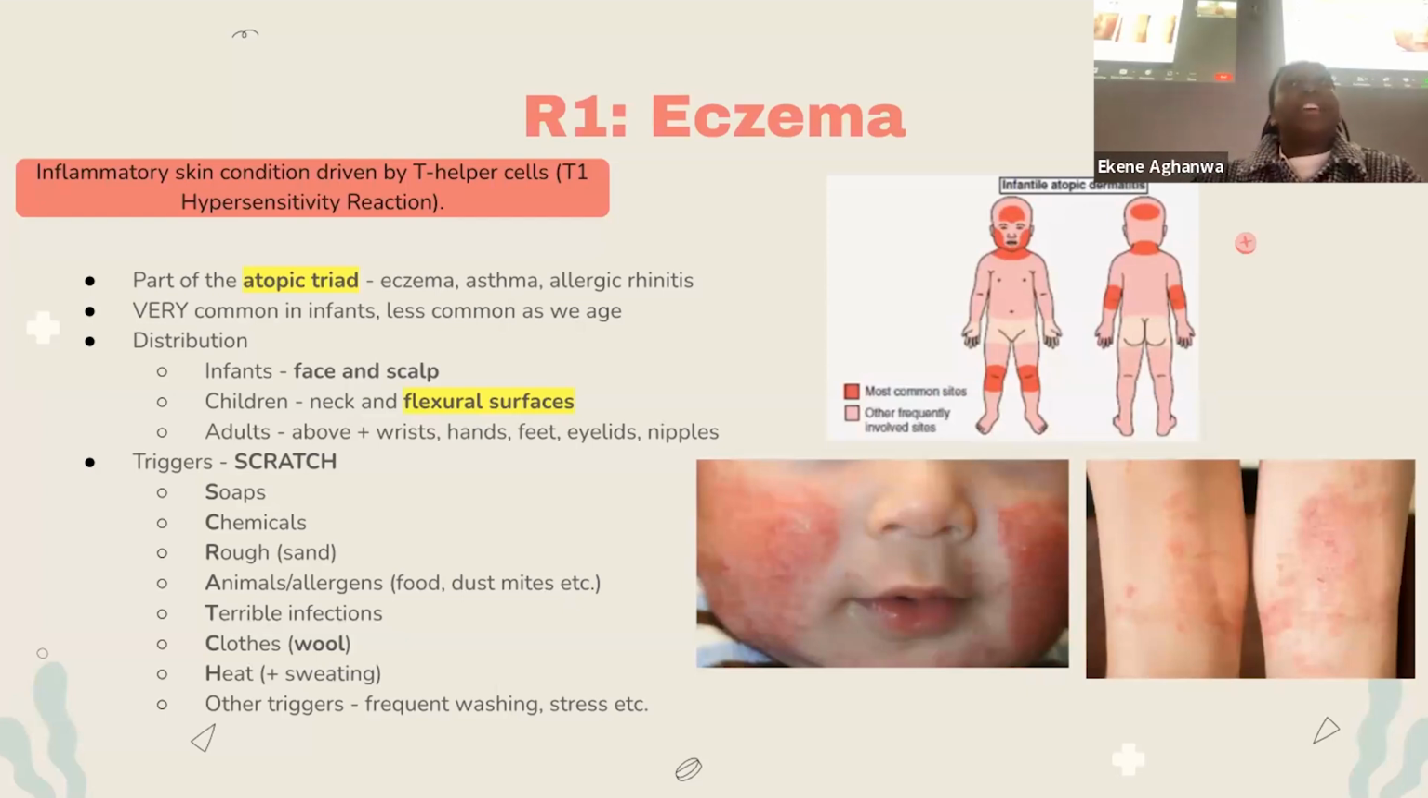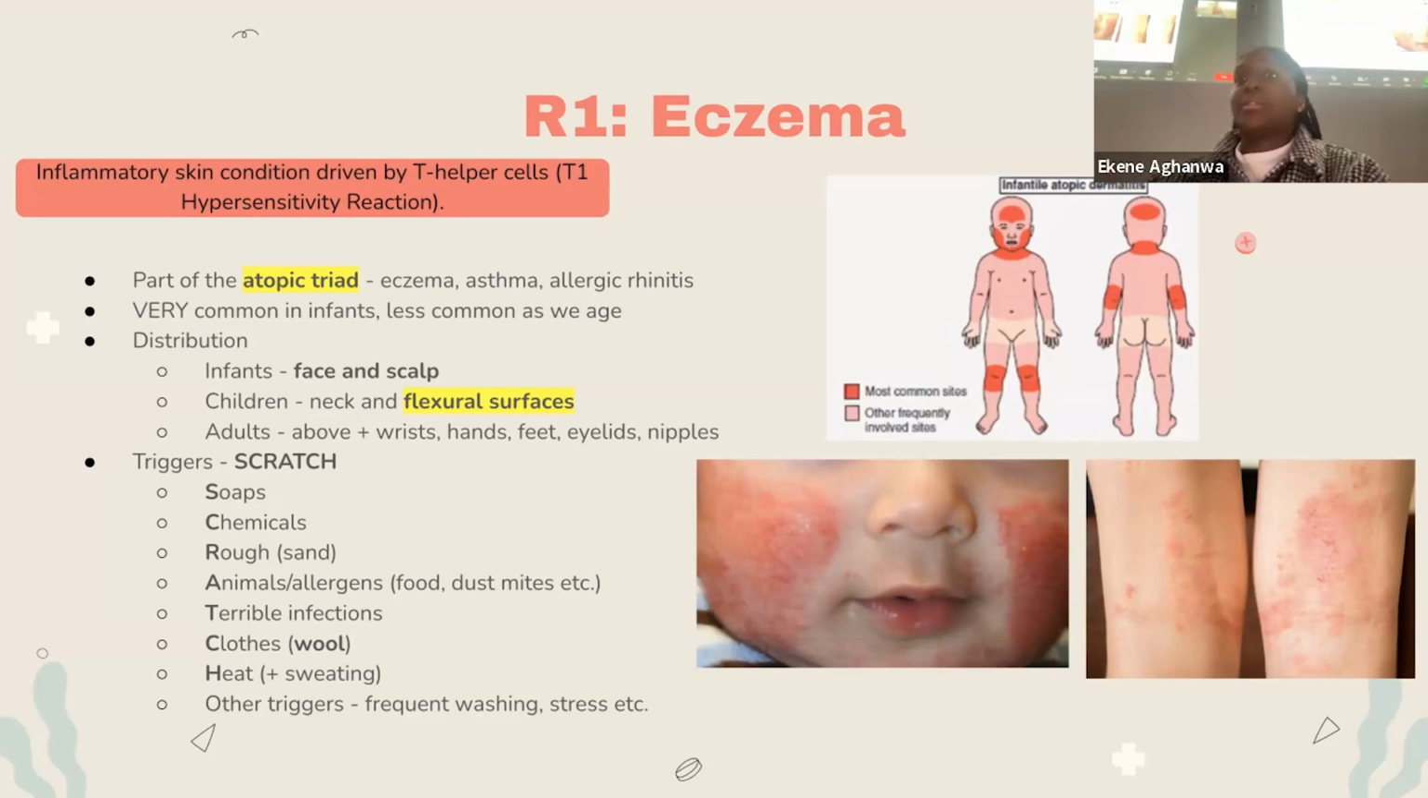If you haven't heard of the atopic triad, that's a triad of 3 conditions: eczema, asthma, and allergic rhinitis. If you get someone who has one of these conditions, it's really important to ask about whether they have the other 2 conditions or whether they have a family history of the other 2 conditions as well.